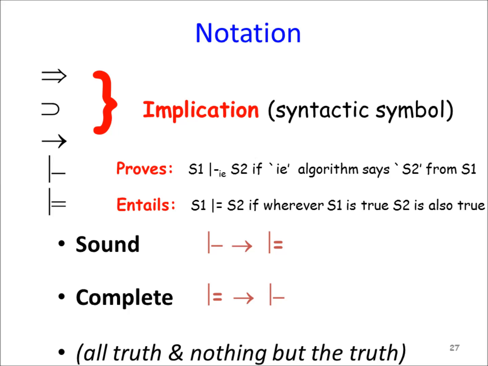So any algorithm, if all the things that it can prove are actually true in reality, then it's a sound algorithm. If there are things that it is not able to prove, then it's an incomplete algorithm. If it is able to prove all the things that should be proven, then it's a complete algorithm.